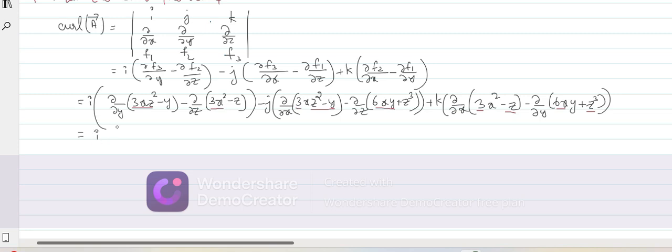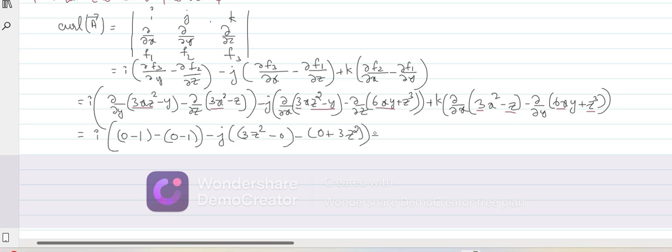Okay, so this is equal to i into, yes, so here 3xz square is constant, the differentiation of that is 0, minus the differentiation of y with respect to y is 1, minus here 3x square is constant, the differentiation of that with respect to z is 0, minus the differentiation of z with respect to itself is 1, minus j into, here 3z square is constant, so 3z square, and the differentiation of x with respect to itself is 1, minus the differentiation of y is 0 with respect to x, minus the differentiation here 6xy is constant, the differentiation of that with respect to z is 0, plus it is 3z square.